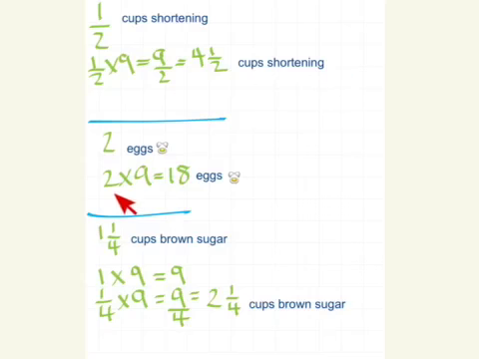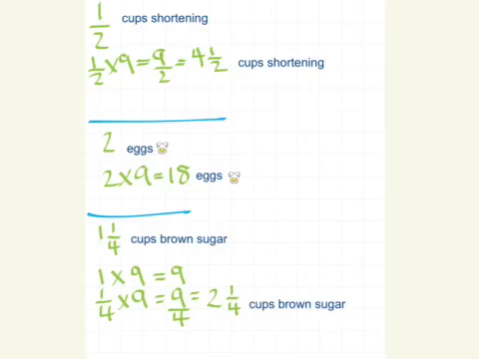2 eggs times 9 equals 18 eggs for our batches. 1 1/4 cups of brown sugar. I'm going to use the 1 first. 1 times 9 batches equals 9. 1/4 from this times 9 equals 9/4, which is an improper fraction, equals 2 1/4 cups of brown sugar.